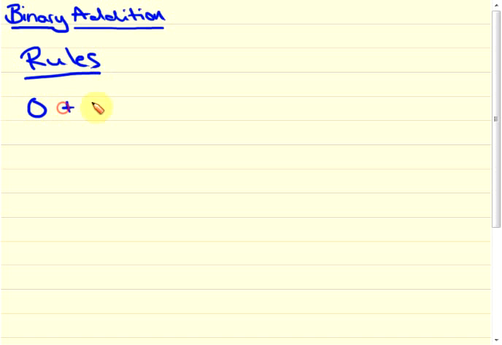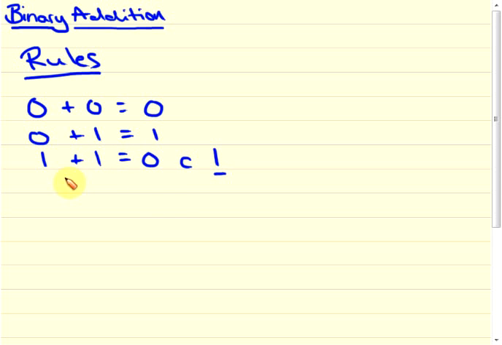A 0 plus a 0 equals 0. 0 plus 1 equals 1. And 1 plus 1 equals 0, carry 1 into the next column. And this is the most important rule that you need to remember, that a 1 plus a 1 equals a 0, carry a 1 into the next column.